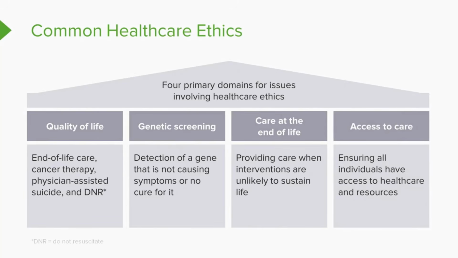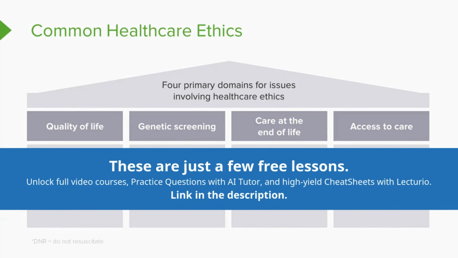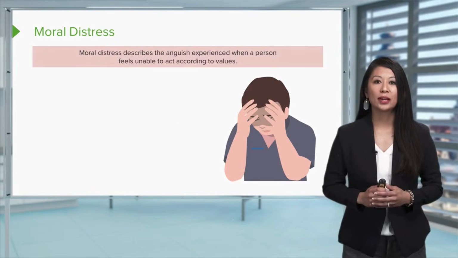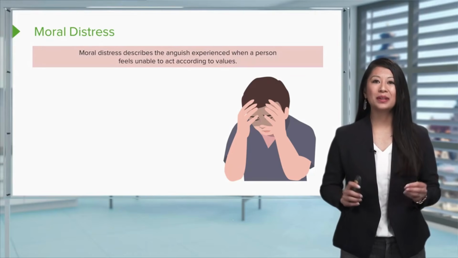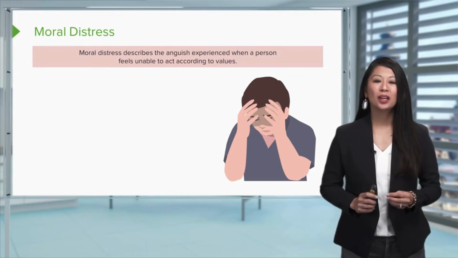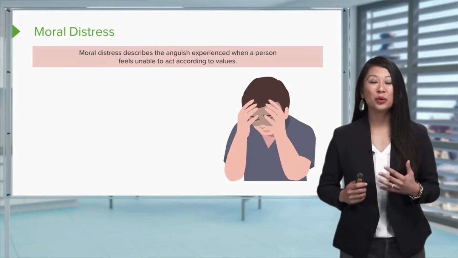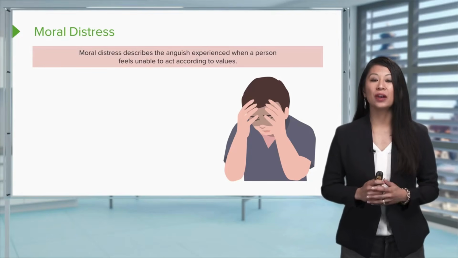And lastly is access to health care, ensuring that all individuals have a right to care and for health and wellness and even just the resources they need to treat their illness. So talking about moral distress, this can be described as the anguish experienced when a person feels that they can't act according to their own values.